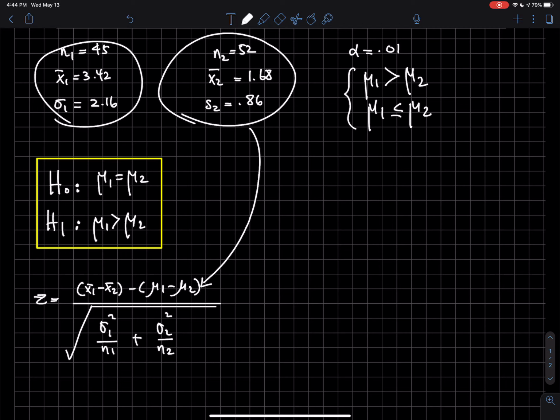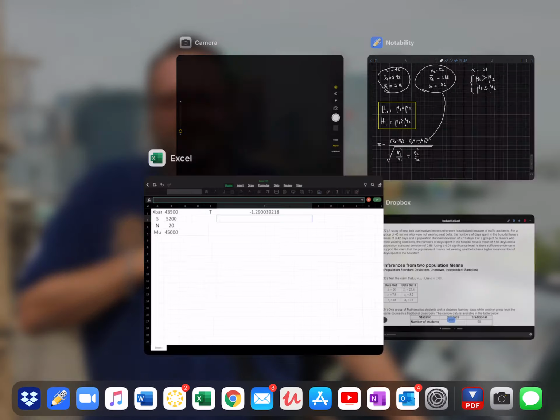Now I will do this for you on a spreadsheet. So let me just write this down so I'll remember. My x1 bar is 3.42, my sigma 1 is 2.16, my n1 is 45, and my second group is 1.68, 0.86, and 52. And mu1 minus mu2 is always 0, we know that. So let's move on to my Excel sheet.